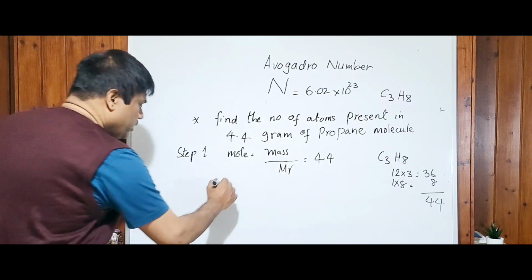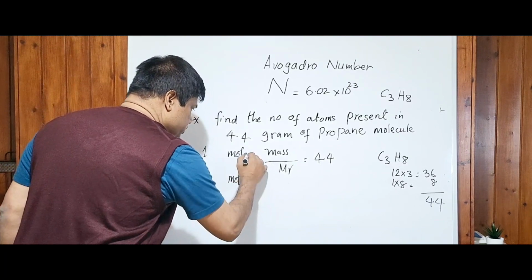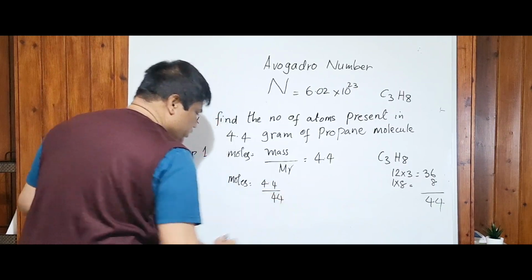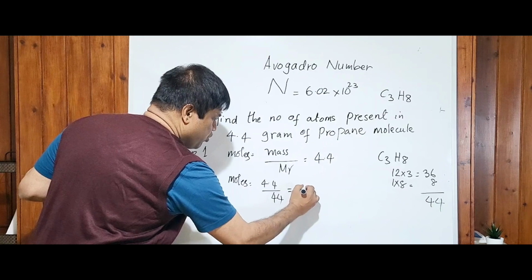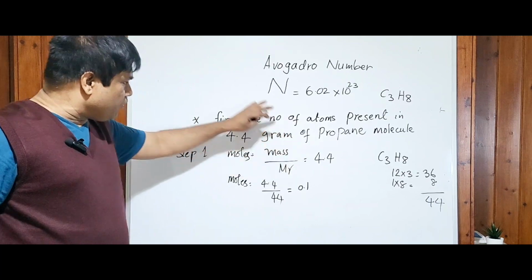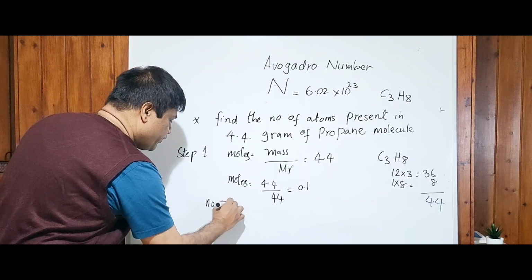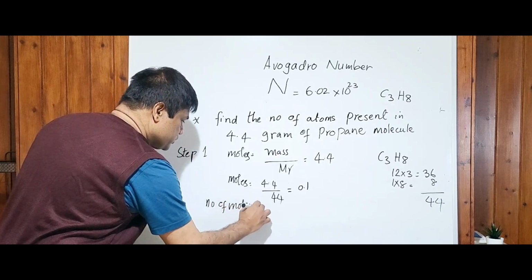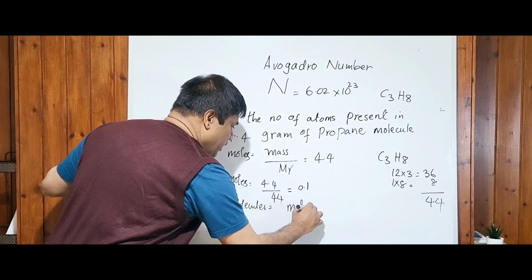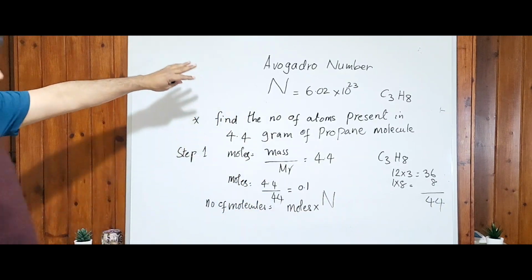Now moles: 4.4 divided by 44, which is equal to 0.1. And just now we have seen how to work out the molecules from the moles. So number of molecules equals moles times Avogadro's number, which is nothing but a bigger number.